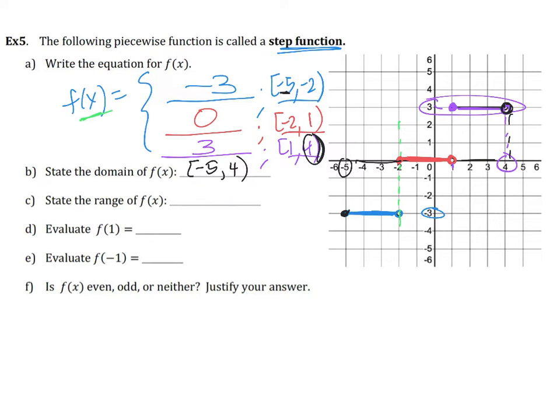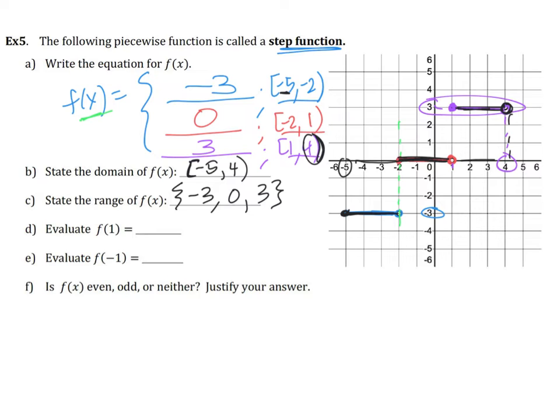Now the range is just 3 separate numbers, so be careful here. The range is just -3, 0, or 3, right? All the y values are at -3, or all the y values are at 0, or all the y values are at 3. So it's not continuous. It doesn't go from -3 to 3. It's just 3 individual discrete numbers.